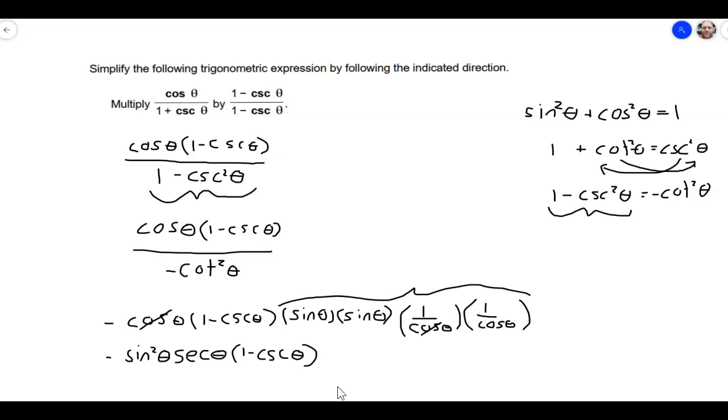So a lot of work, a lot of knowing what these identities are. I hope this helped a little bit. And if you have any questions, please let me know in the forums or email.